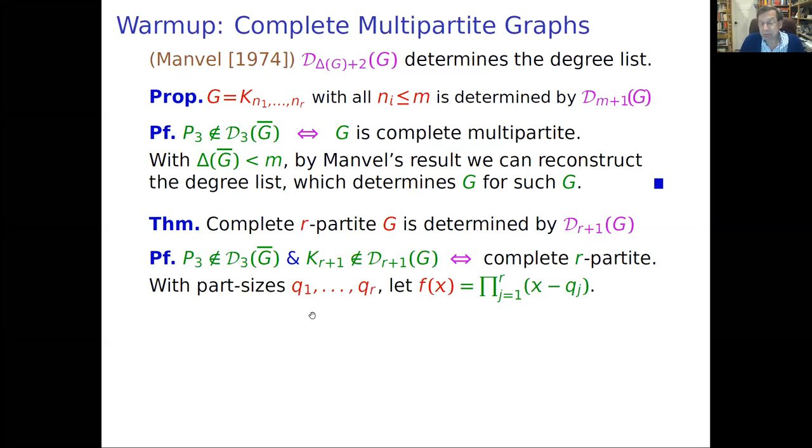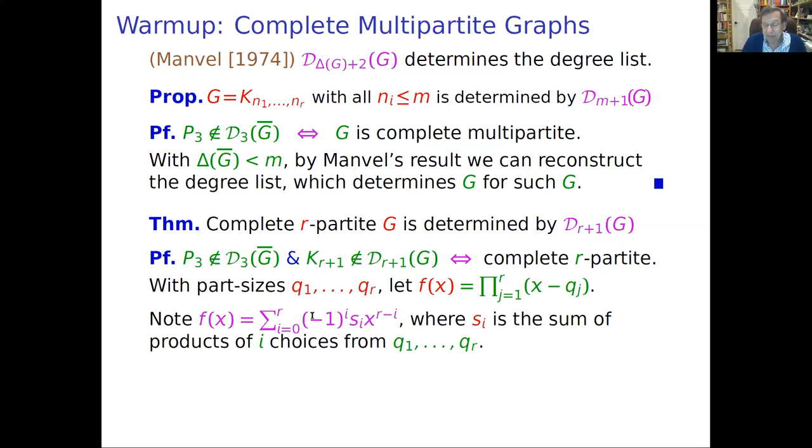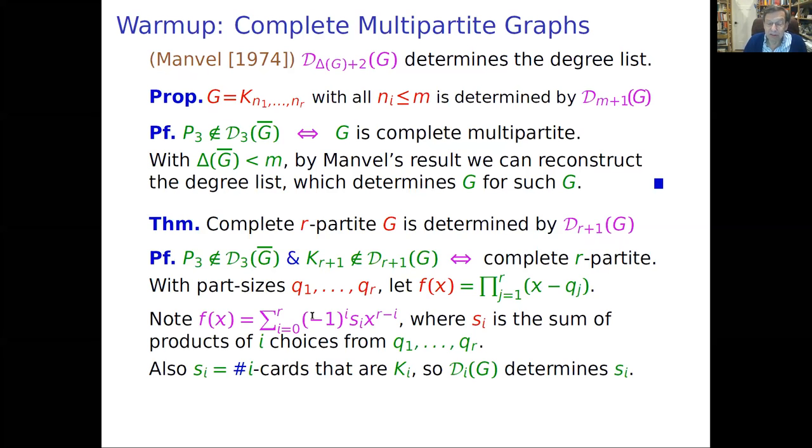So let me do something a little bit algebraic here. The part sizes are some unknowns, q1 through qr, and let me make a polynomial for the graph then, where the roots are the sizes of the parts. If we expand out this polynomial, then the coefficient of x to the r minus i times minus 1 to the i is just the sum of products of i choices from these part sizes. And what does that equal? Well, that's just precisely the number of complete subgraphs with i vertices. It's the number of cards in the i deck that are complete. So since we know the R plus 1 deck, we know the i deck, we determine what these coefficients are. So we know the polynomial and we can find the integer zeros.